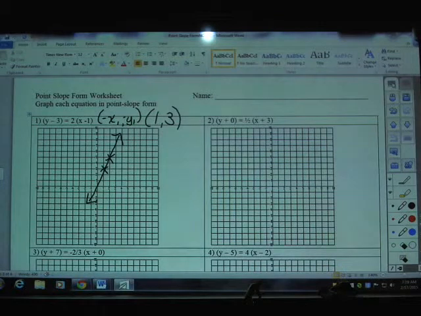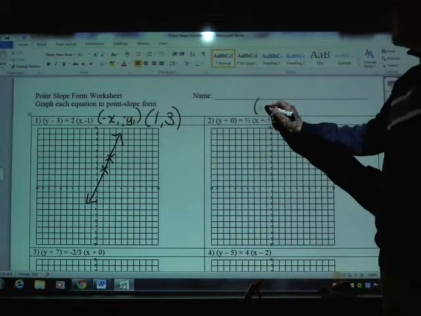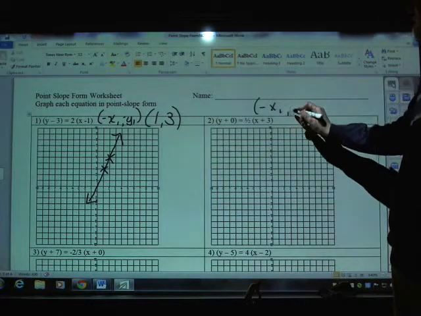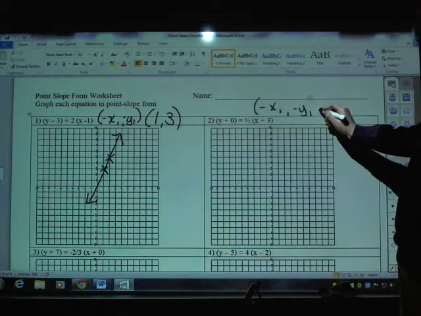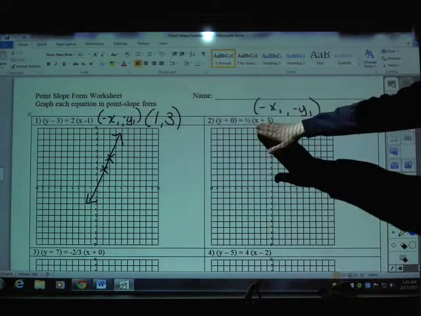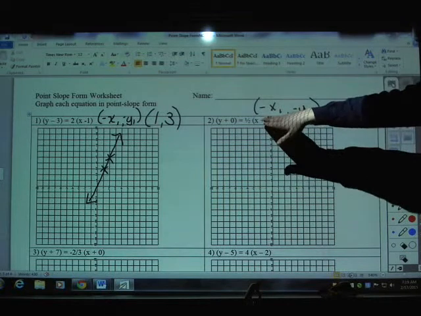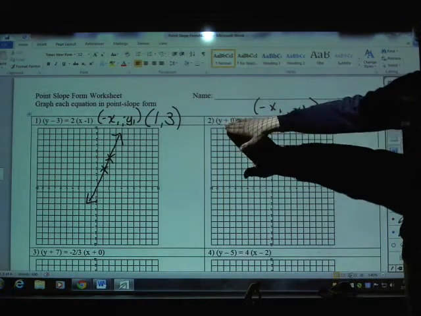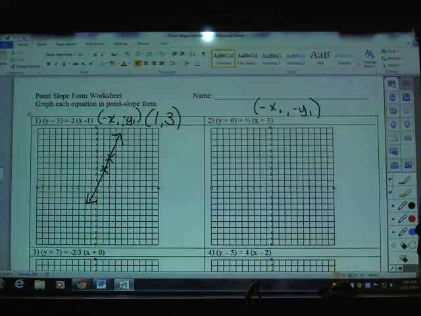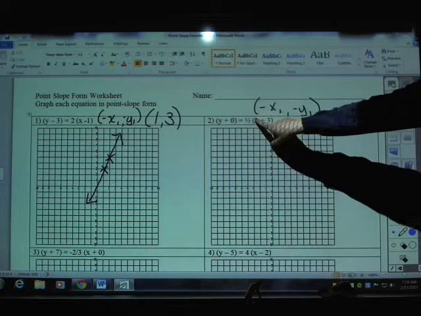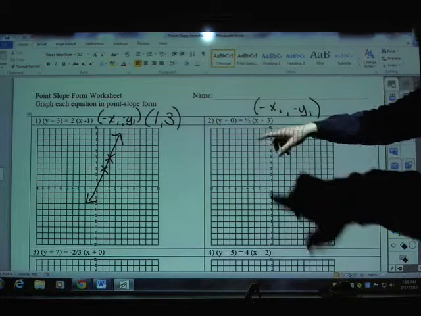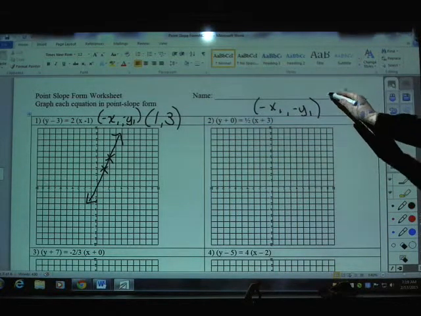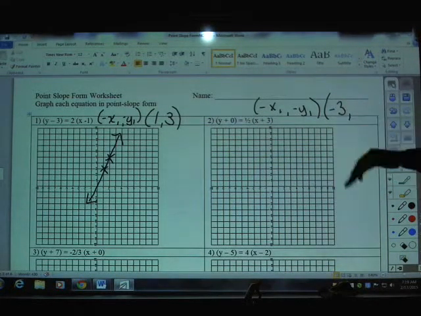All right, let's go over and look at number 2 here. y plus 0 equals 1/2 times x plus 3. Again, I want to start off and plot the point defined by the opposite of x sub 1 and the opposite of y sub 1. The x block here is where you'll find the x information you need, where it says x. The y block here on the left side is where you'll find the y information you need. As we look at the x block over here, it looks like that says +3. So I'm going to plot its opposite, -3.